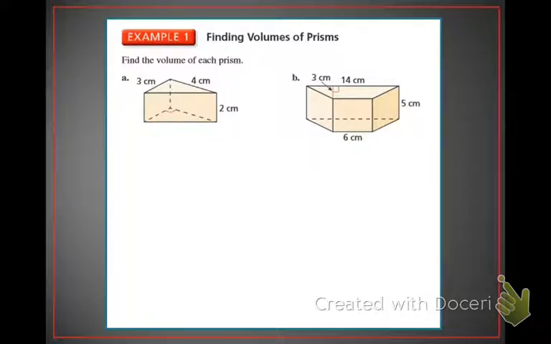Draw a triangle. Just draw this triangle first. A prism has two bases. There are two triangles, so what kind of prism is this? Triangular.